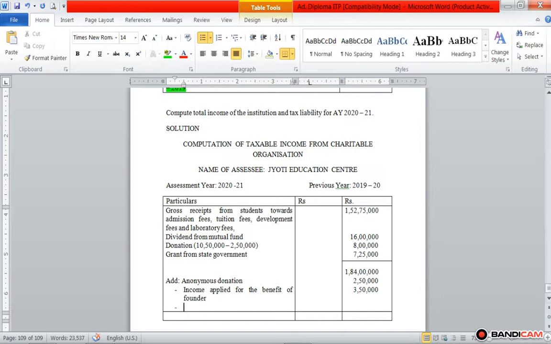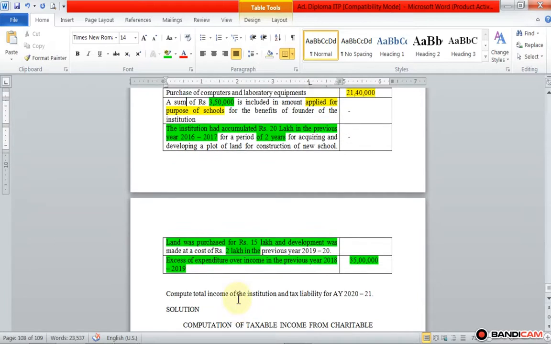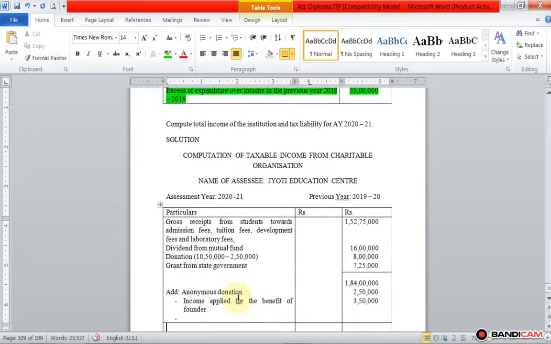Then add amount accumulated. Here the amount accumulated for the purpose of construction of school for 2 years. Out of 20 lakh only 17 lakh is used for the purpose of purchase of land and development of land. But the period is over, so 3 lakh is remaining with the institution. So this 3 lakh is taxable.